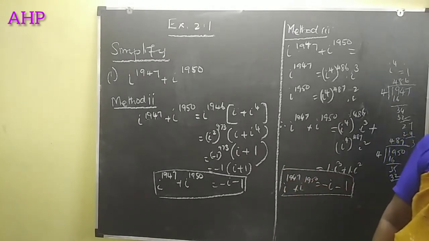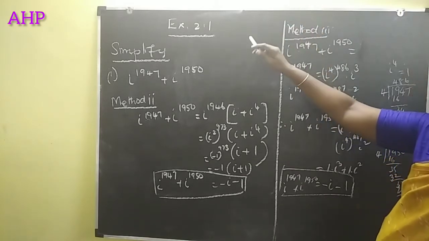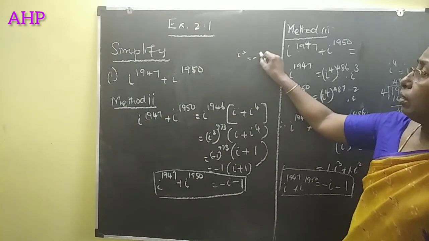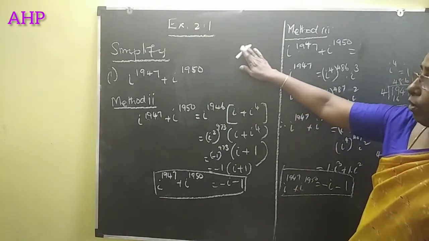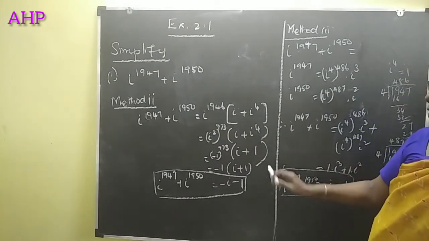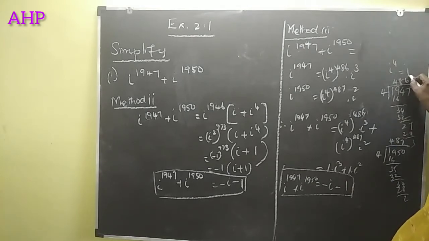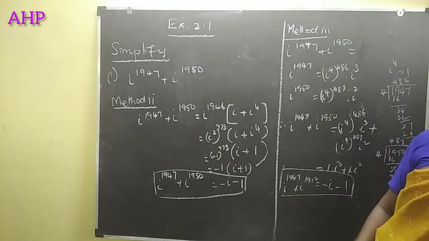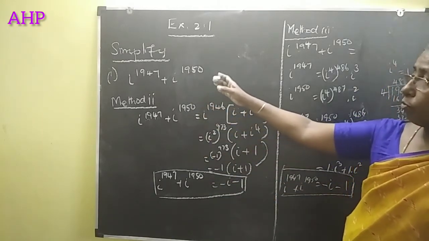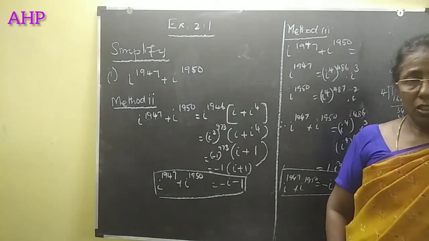So you can choose any method as you like. If you are going to divide, make it as a square. If you are going to use the principle i square is equal to minus 1, you can choose the first method. If you are going to take the common factor, you can follow this method. If you wanted to use the principle i^4 is equal to 1, you can choose this method. But whatever method you use, the resulting answer is the same: i^1947 plus i^1950 is equal to minus i minus 1.